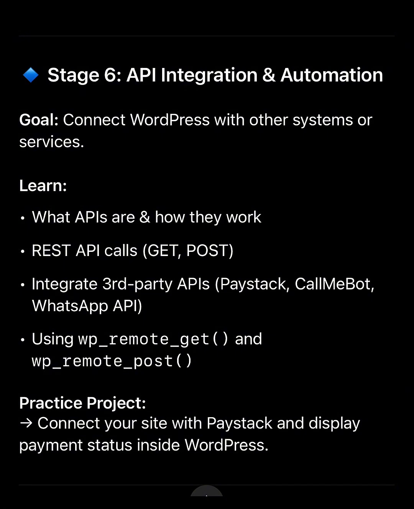Stage 6. API integration and automation. Goal: connect WordPress with other systems or services. Learn what APIs are and how they work. REST API calls, GET and POST, integrate third-party APIs such as Paystack, CallMeBot, and WhatsApp API. Using wp_remote_get and wp_remote_post. Practice project: connect your site with Paystack and display payment status inside WordPress.